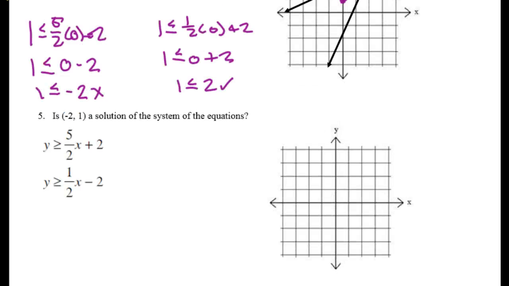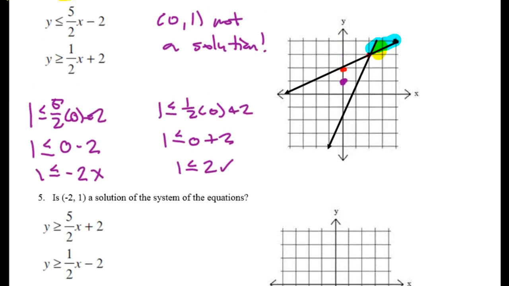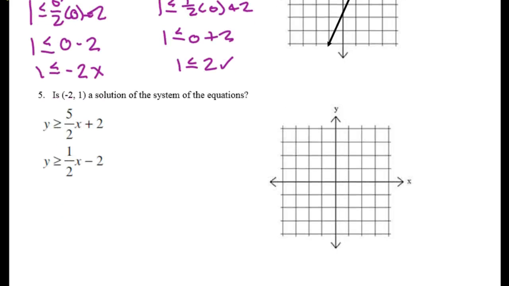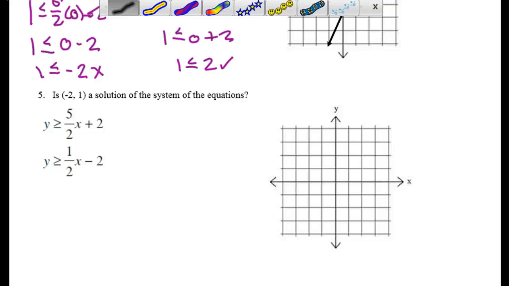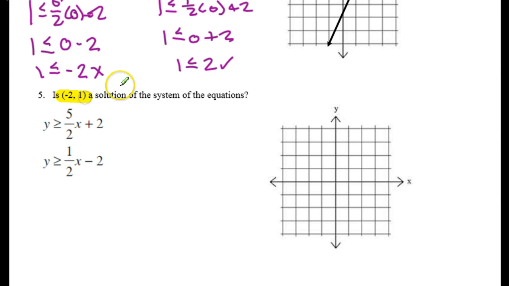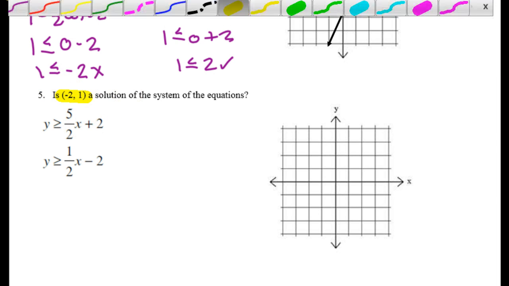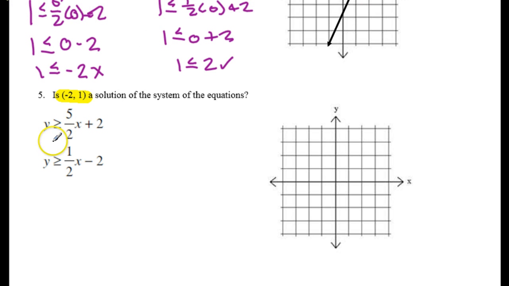Alright, so now let's try this one. Now we have the same system of inequalities, but now we're checking a different point. What it's asking us here is, is (negative 2, 1) a solution to this system? Okay, so let's go ahead and graph these again. y is greater than or equal to 5 halves x plus 2. Start with your y-intercept at 2. Now the slope is 5 halves, so we're going to go up 5, right 2.